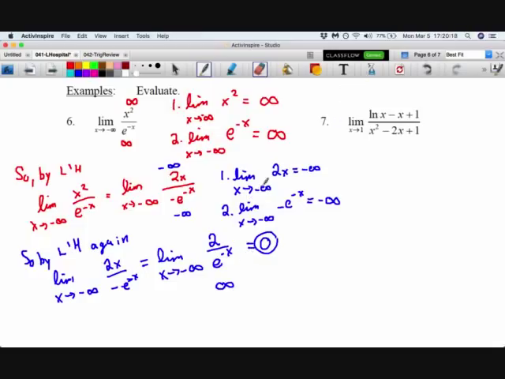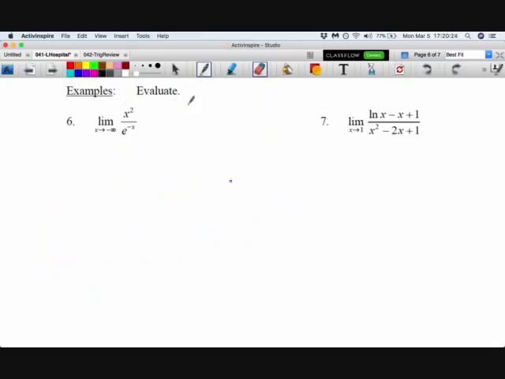Now 7 is a real big one. I'm going to get more room. I'm going to clear all this off. 3, 2, 1. All right. Now for 7. Go through carefully. Plug in 1 to each of these things. Natural log of 1. 3, 2, 1.